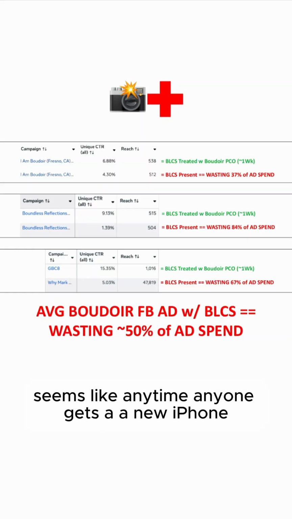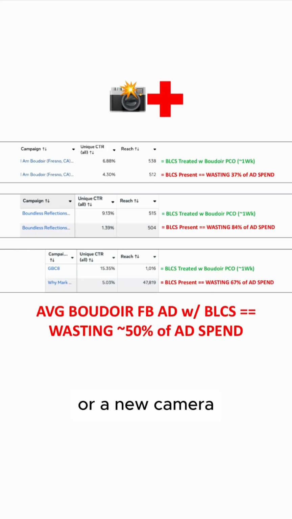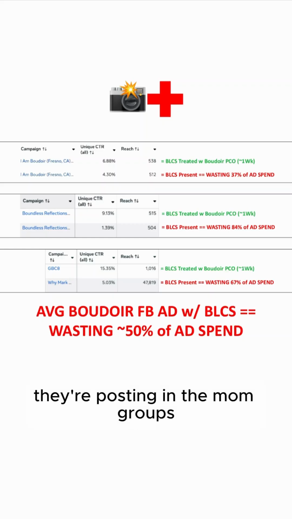It seems like anytime anyone gets a new iPhone, they're throwing up their Google business profile or a new camera. They're posting in the mom groups.